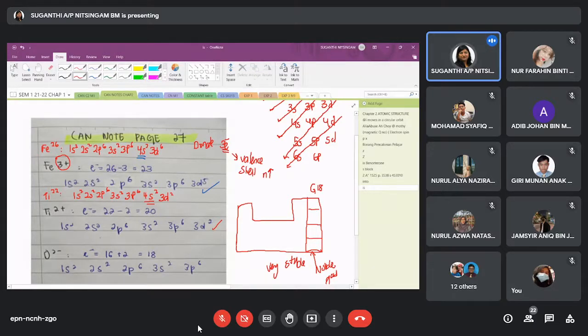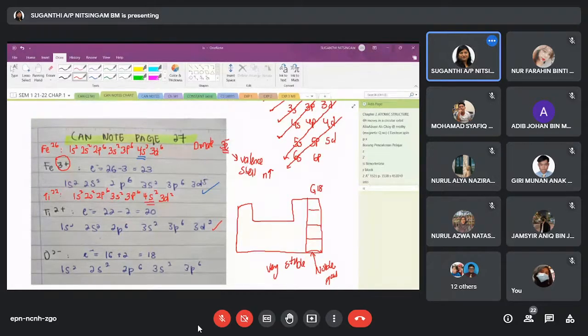Let me take a picture of a periodic table first. Any one will do. Just give me a minute, one moment.